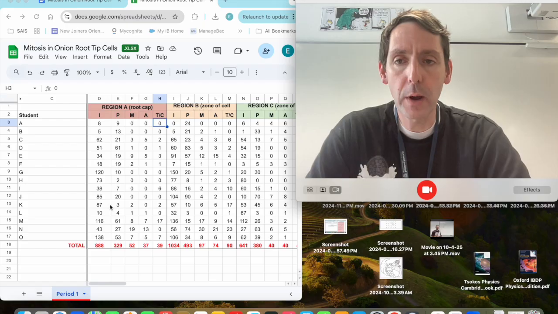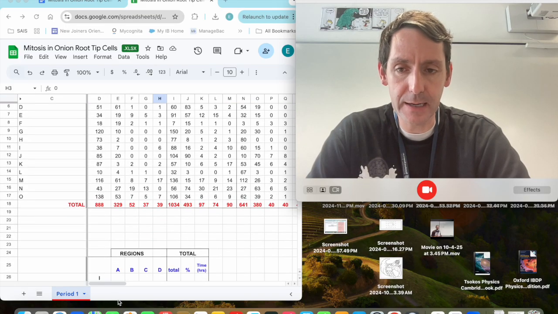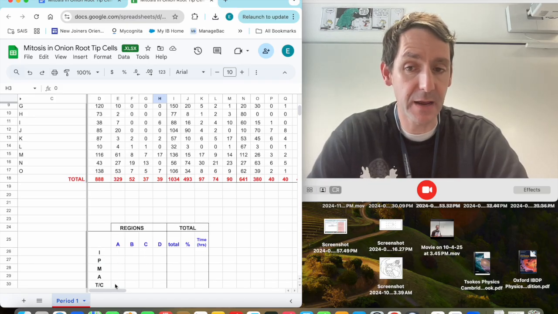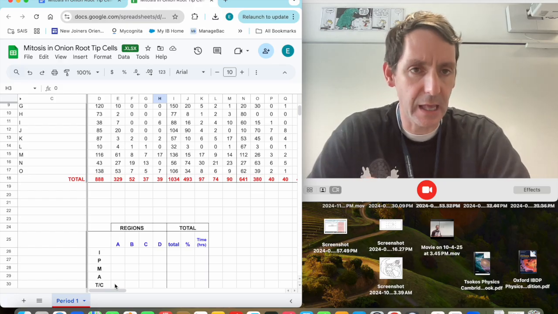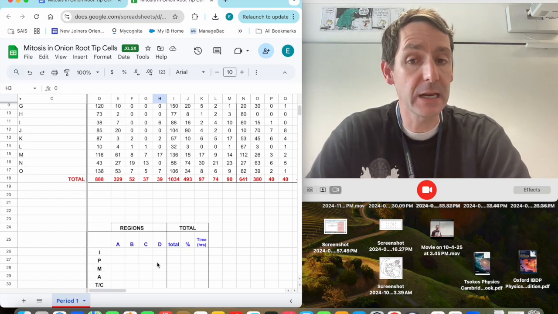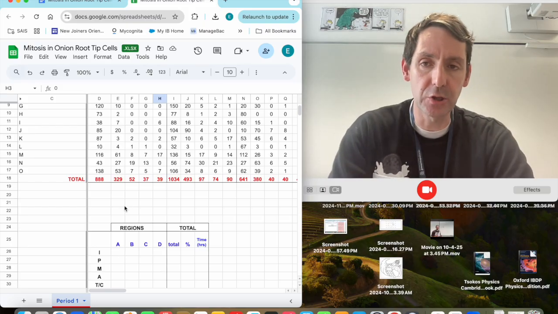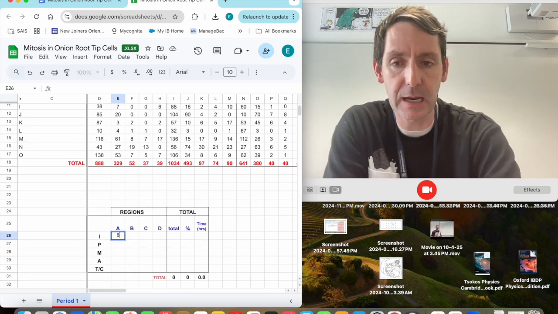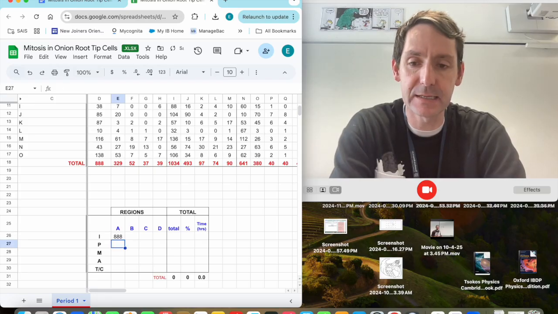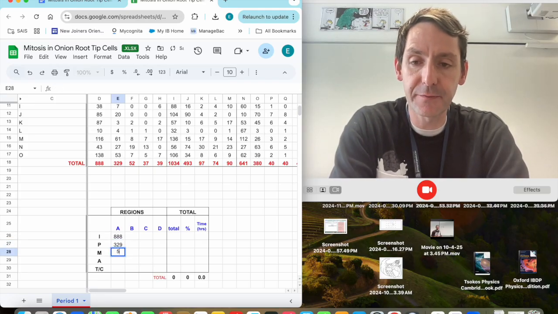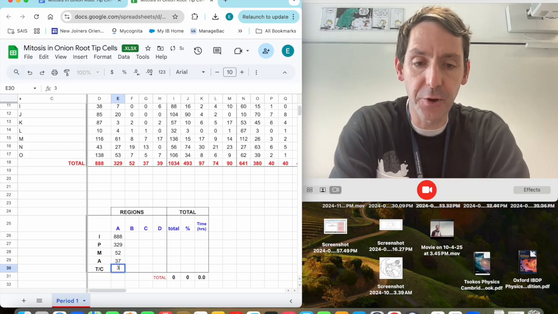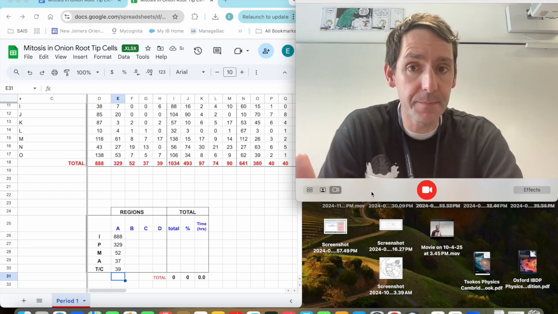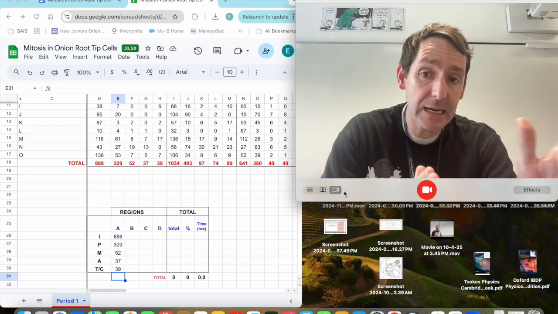All right. So what I want to do is create a table right down below here that does interphase, prophase, metaphase, anaphase, and telophase / cytokinesis for each of the regions. So you'll notice that my first region A has interphase first, so the interphase is 888. The prophase is 329. The next ones are 52, 37, and 39. So that is all of the data from region A. So now I'm going to do the same thing for region B, C, and D.